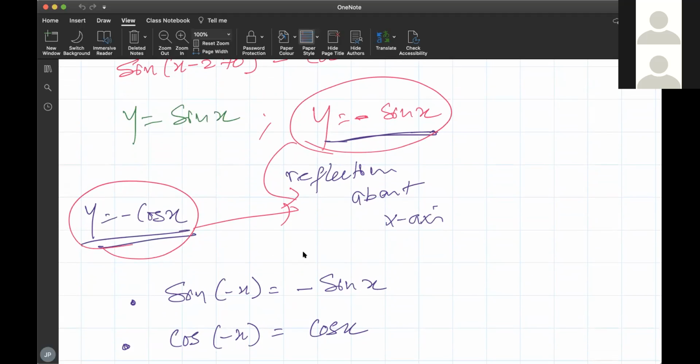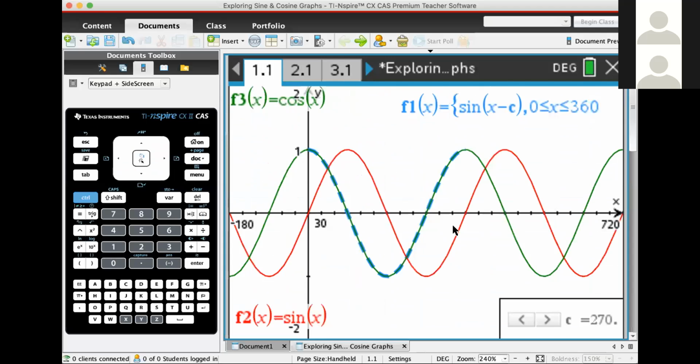Let's get back to our TI-Nspire. Let's look at that dotted blue graph again. Okay, C was initially zero. So let's bring it back to the initial graph. There you go, initial. Look at C. Going up, going up, going up. And it's almost approaching the minimum value of negative one here. And when it comes there to 90, it's there.